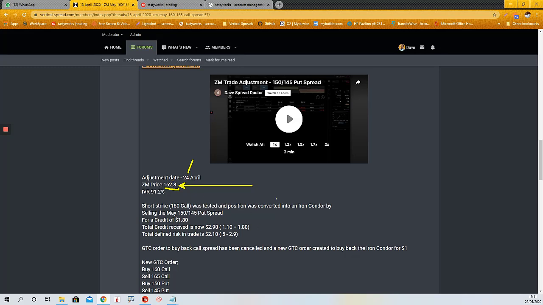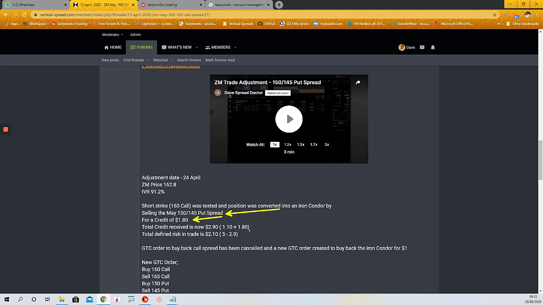So my short strike was tested, and I decided to adjust the position by selling a put spread and converting my call spread into an iron condor. The put spread I sold was the 150, 145 put spread. And I sold it for a credit of $1.80.